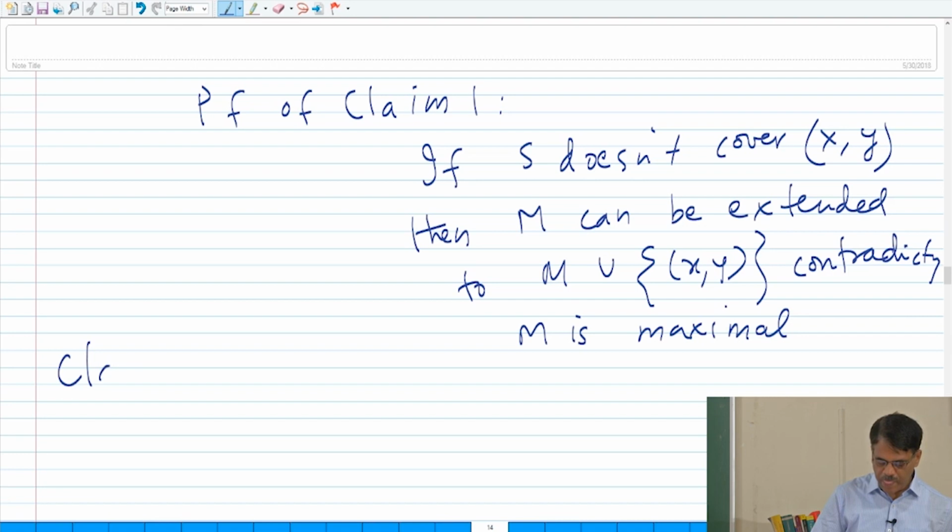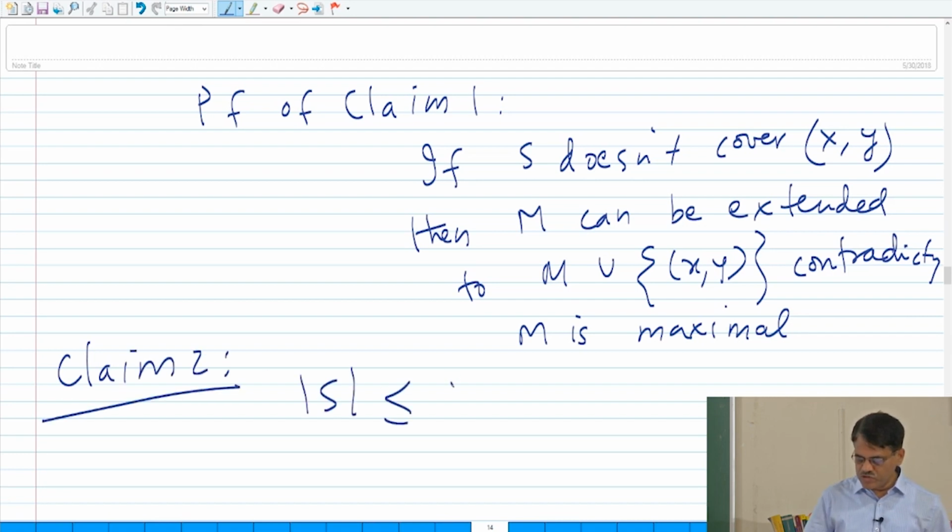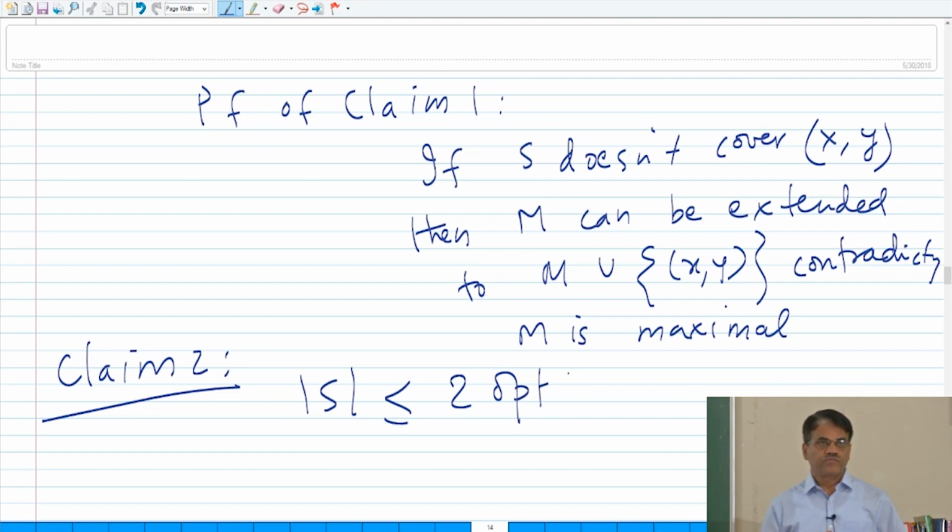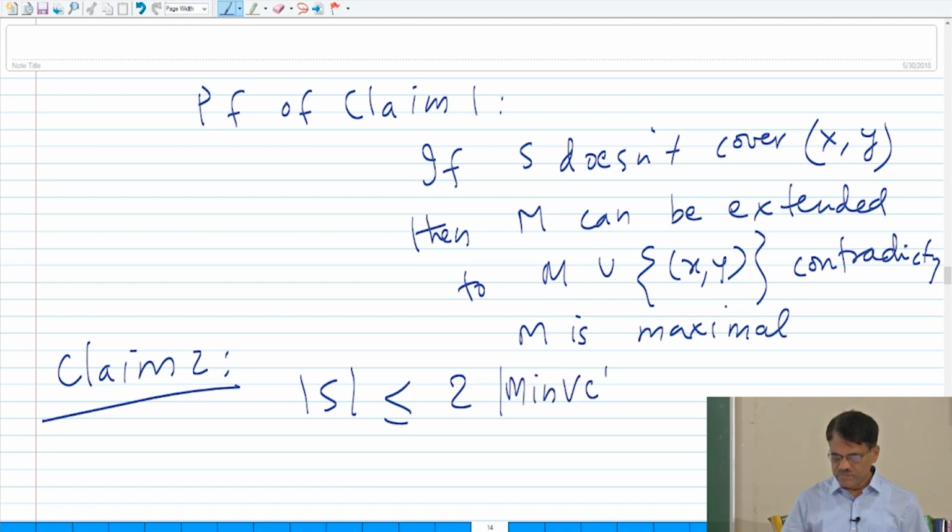Okay, claim 2. The size of S is at most 2 times opt. What is opt? The size of the minimum vertex cover, right? The solution I have produced may not be optimum, but it is never more than twice the optimum. Why is this?